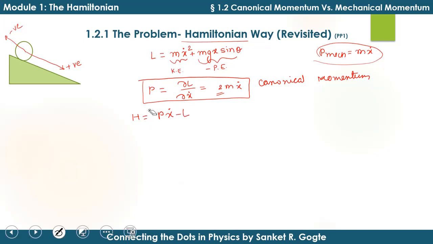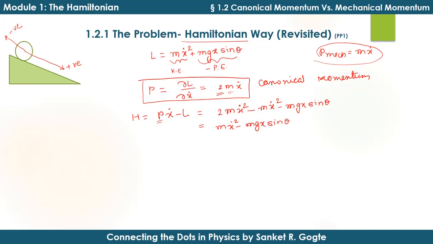There is only 1 degree of freedom, and this is equal to, I'll keep x dot as it is for now and use this P in the equation. So I get 2m x dot the whole square minus L, which is m x dot square minus mg x sine theta. Now this is equal to m x dot square minus mg x sine theta. Now what is the next step?